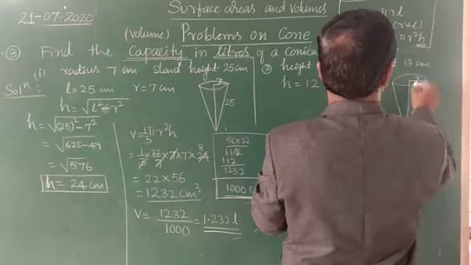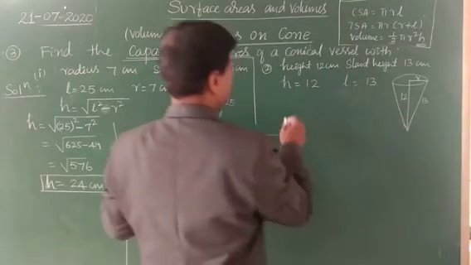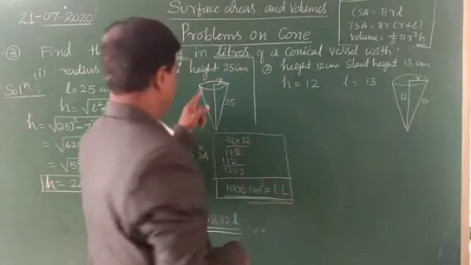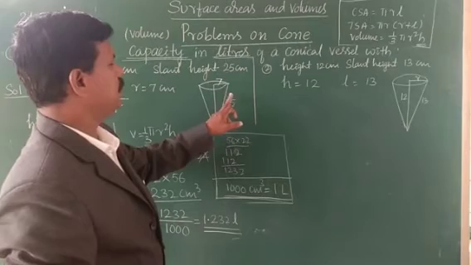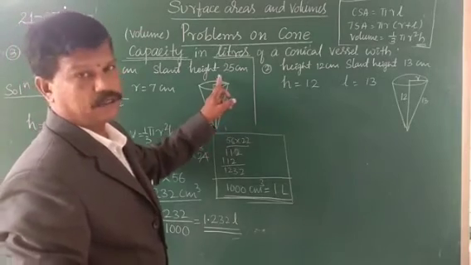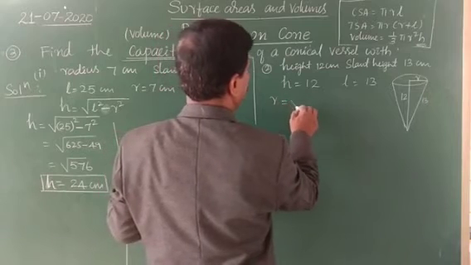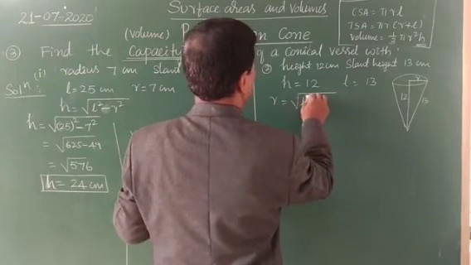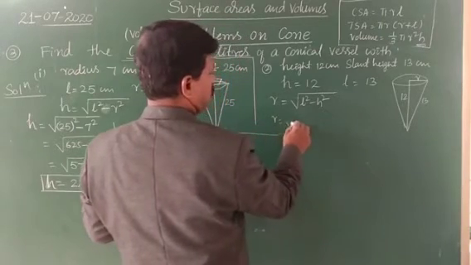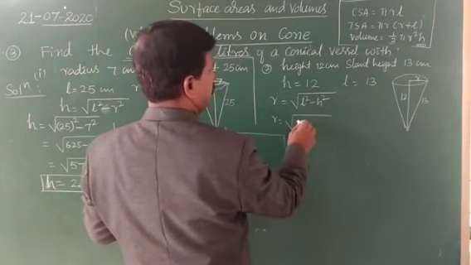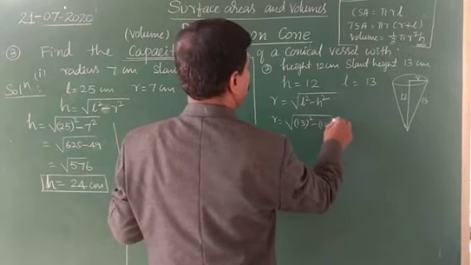Okay, R we don't know that. This is 12 and this is 13. So, again, look at this R square. This is a hypotenuse. L square is equal to H square plus R square. Therefore, R is equal to square root of L square minus H square. So R is equal to square root of, what is L? 13 square minus 12 square.